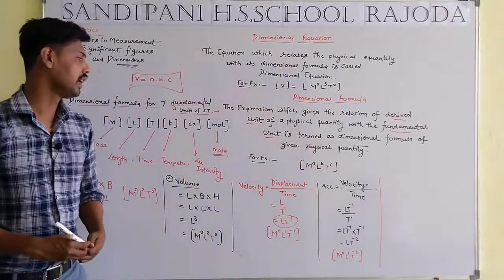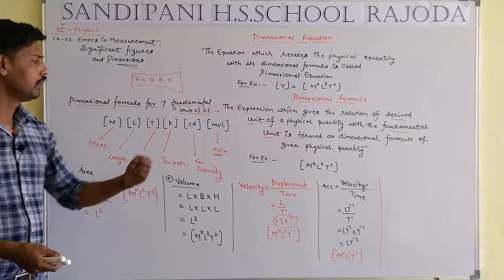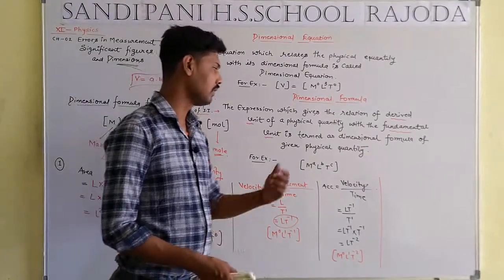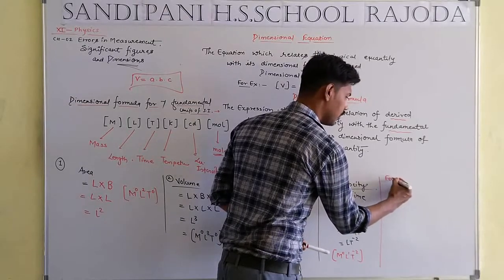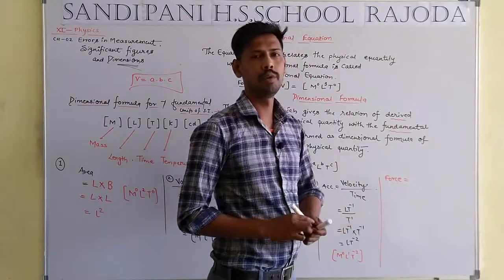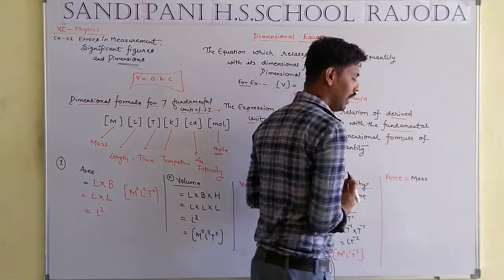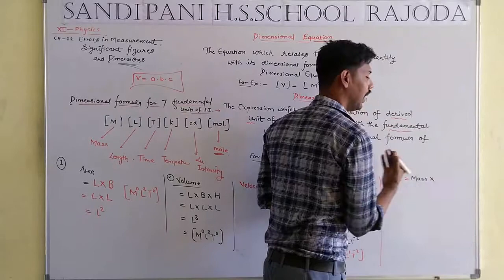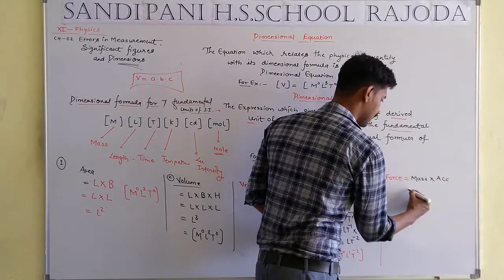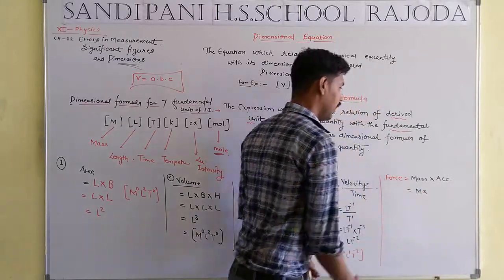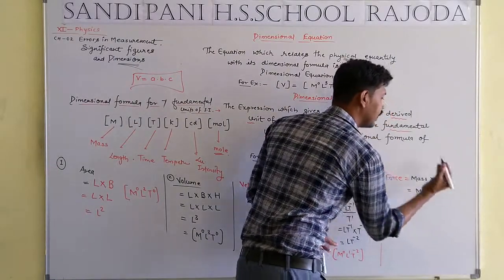Now next point. First we took the simple examples related to area, then volume, then velocity, then acceleration. Finally we move to force. What is the standard formula of force? Force means mass into acceleration. Mass means M and acceleration will be equal to LT minus 2.